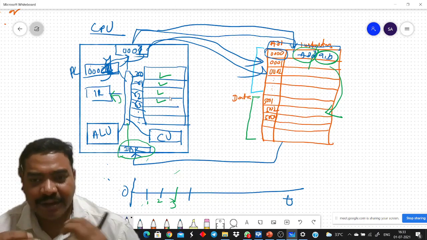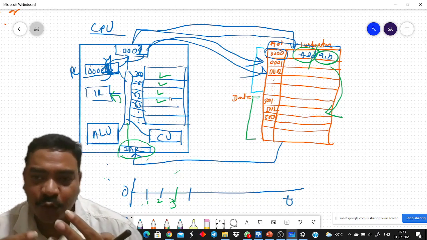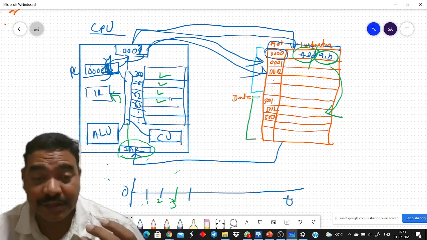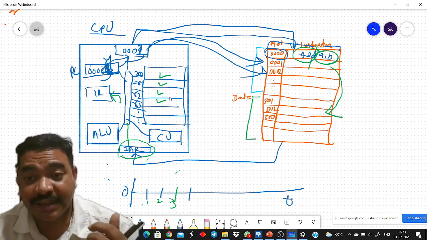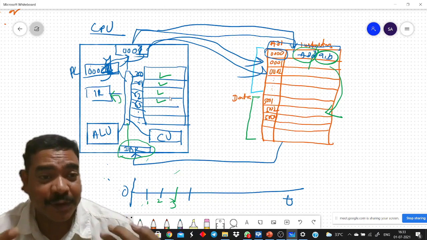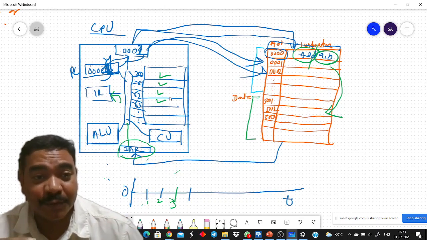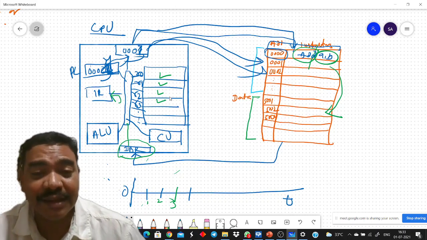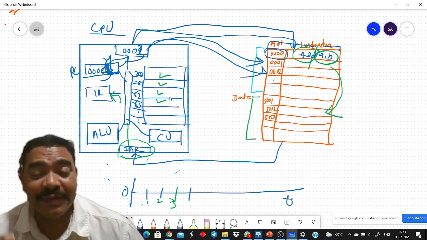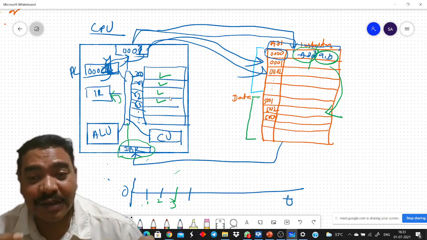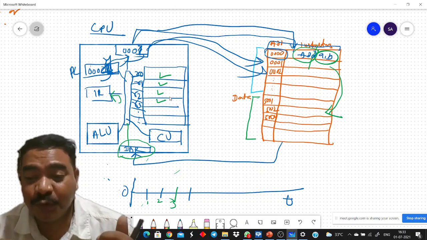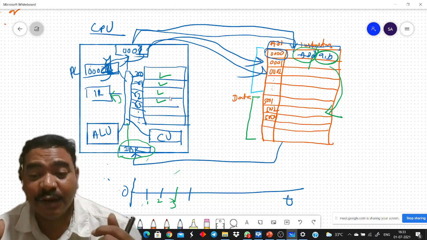So at every clock pulse, an instruction will be fetched. Which instruction will be fetched? That instruction's address is present in the memory address register, and the memory address register gets the value from the program counter. After the program counter provides the value to the memory address register, its own value is increased by 1. Every time it will be increased by 1, and this process continues until the last instruction of the program is executed. So this is how the CPU fetch cycle works.